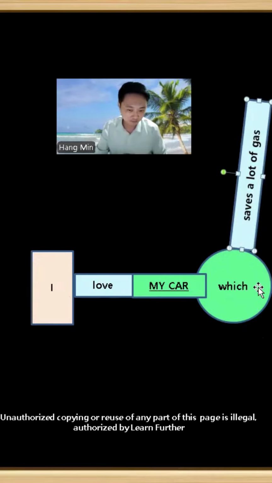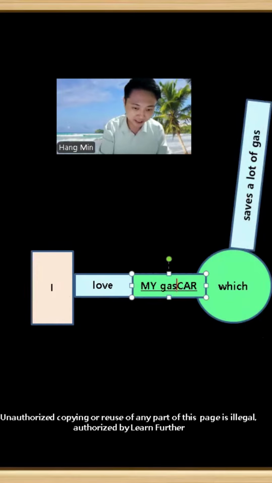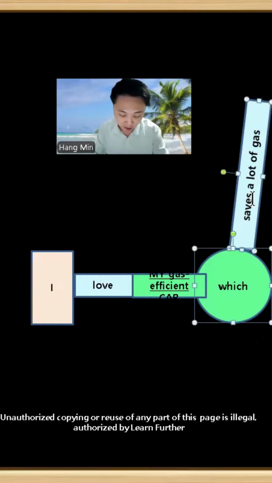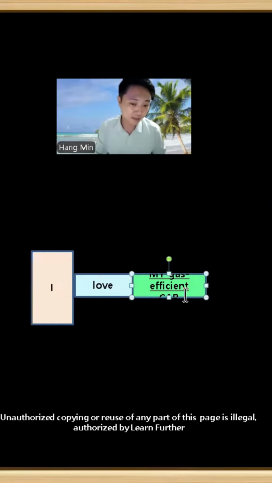So you move your relative pronoun right behind the noun that you want to describe, and take your second sentence and move the repeated noun right above the relative pronoun, erase it, and you got a new sentence, right? So in this case, if I were to summarize this information into an adjective, I could do it. I love my, for example, gas efficient car. In this case, I could use an adjective and delete these, right?